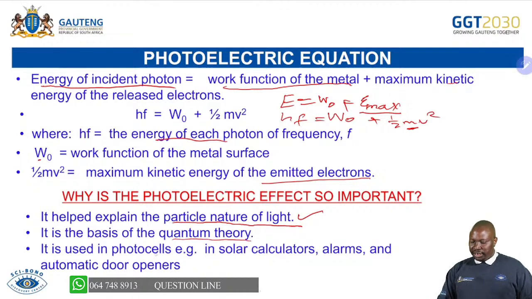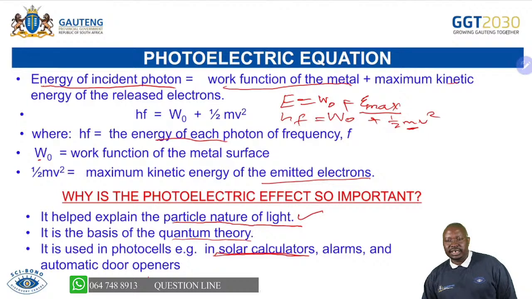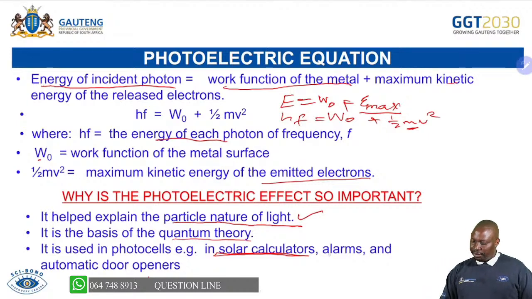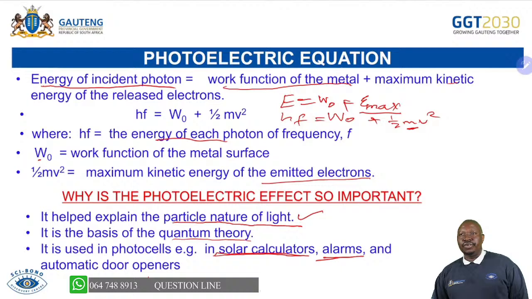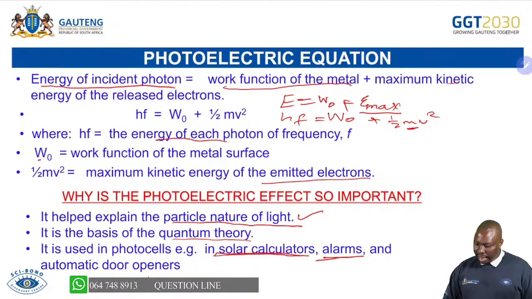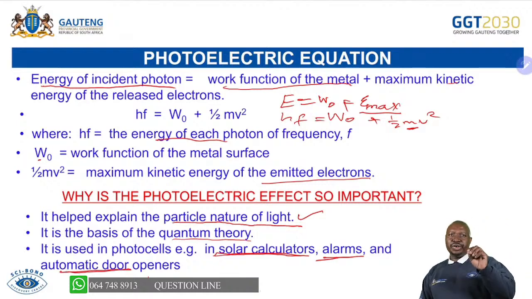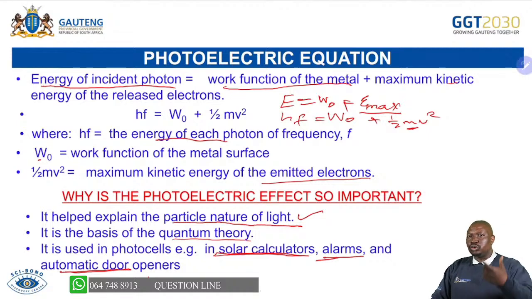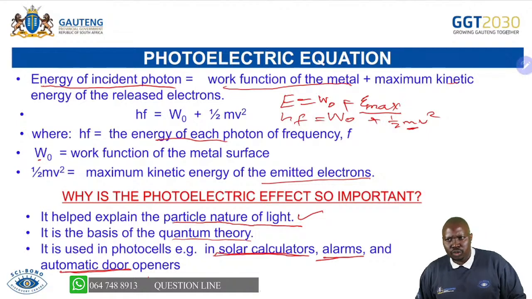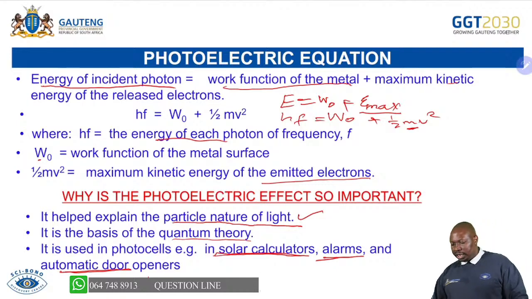As well, it's used in photocells. The calculators that you use, solar calculators, use photocells. They apply the photoelectric effect there. The alarm systems use the photoelectric effect. Automatic doors, when you move towards the door and it opens, all use the photoelectric effect. So you can see that we apply the photoelectric effect in our day-to-day living. So it's important that you know the photoelectric effect and why we are doing it.